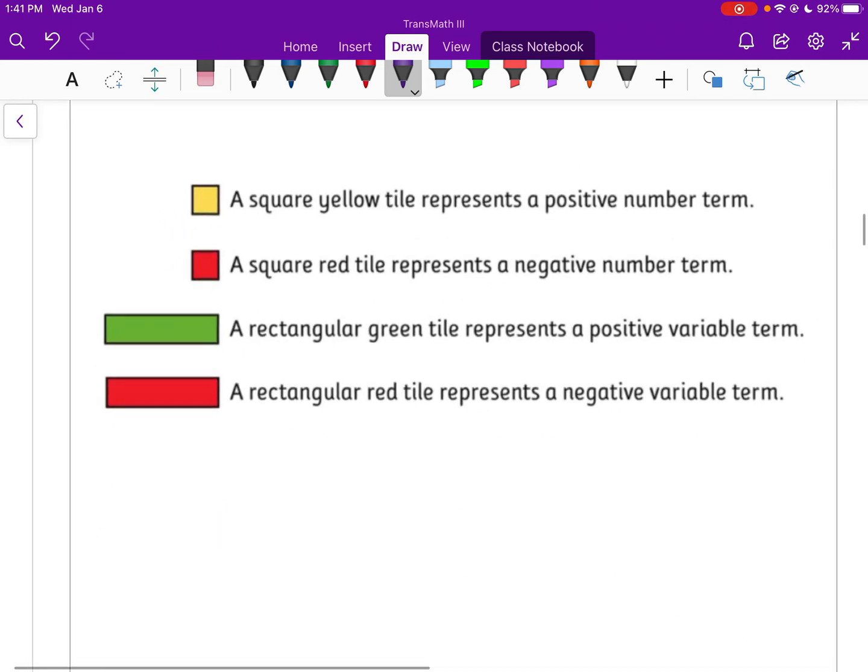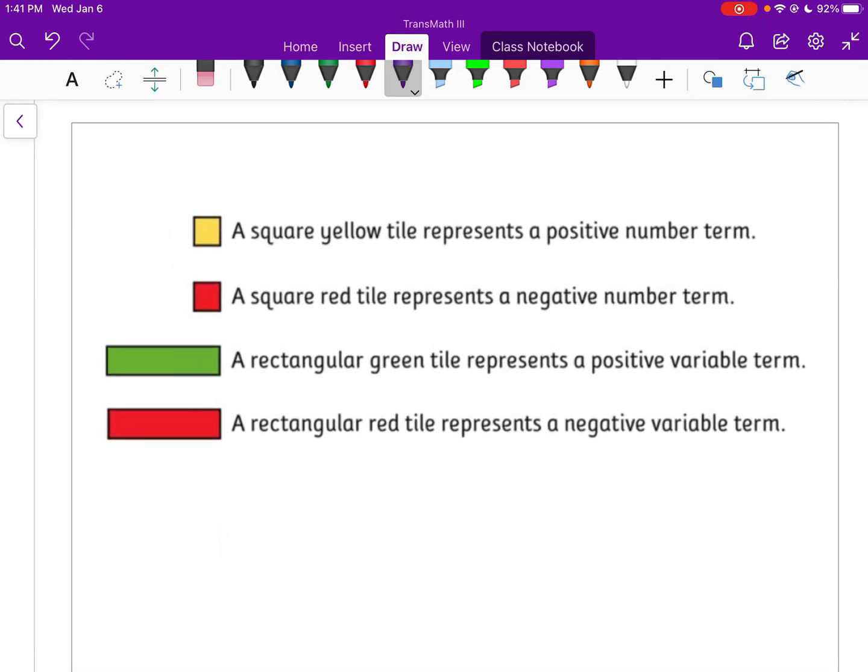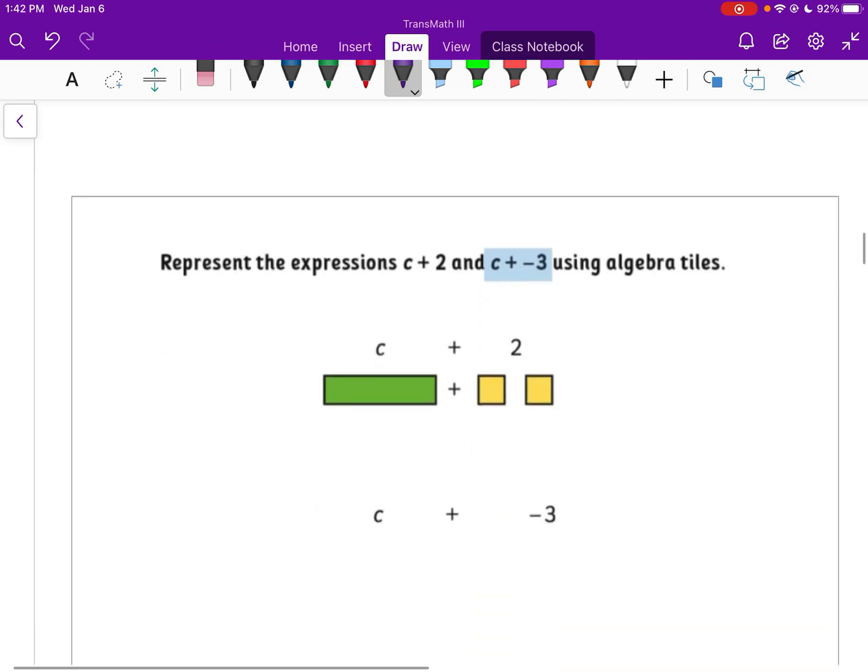Now, with our numeric expressions, when we started adding positive and negative values, we always used a yellow square to help represent a positive one. We use the red square to represent negative numbers. And now, when we start talking about algebraic expressions, we're going to use rectangles to help us represent the variables. So a green rectangle is going to represent a positive variable term, and a red rectangle is going to represent a negative variable term.